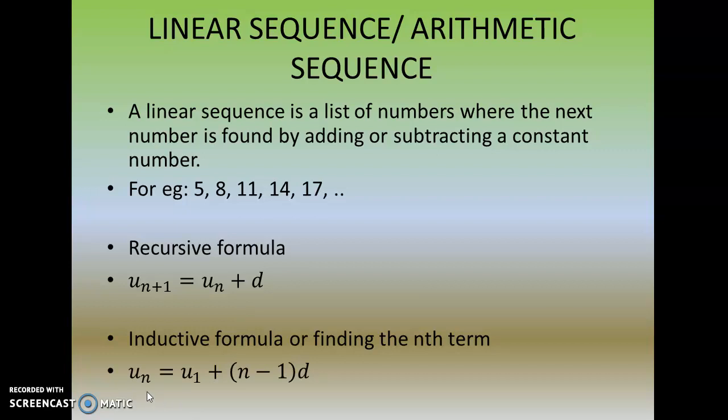If I am looking at the inductive formula of finding the nth term, then I use this formula: u_n, the term that I want to find, is equal to the first term, u_1, plus (n minus 1) times d, the common difference. Now, n is the position of the term that I am trying to find. Let's solve this problem to find both the recursive formula as well as the inductive formula.